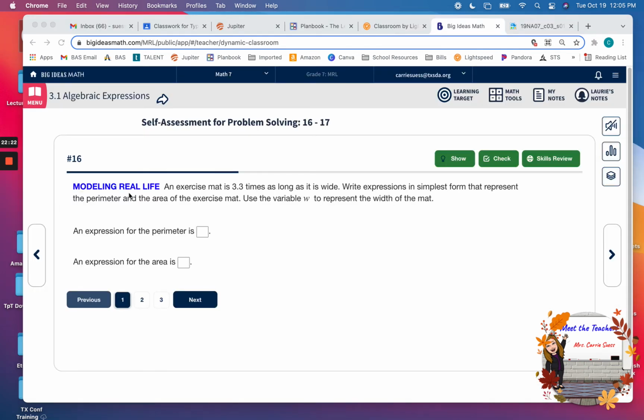Question. Okay, so this is number 16, 7th grade, to help you with it. An exercise mat is 3.3 times as long as it is wide. Write expressions in simplest form that represent the perimeter and the area of the exercise mat. Use the variable W to represent the mat.